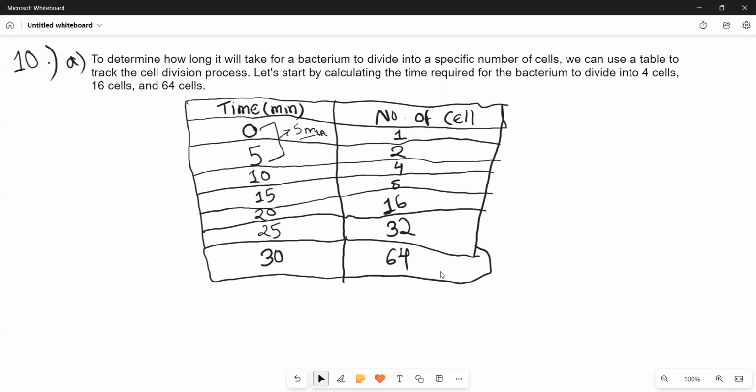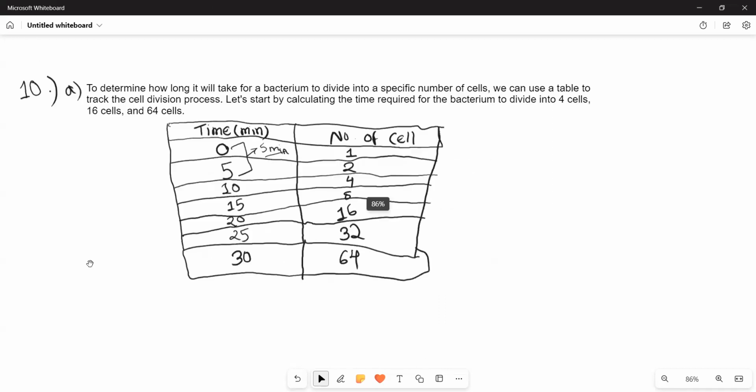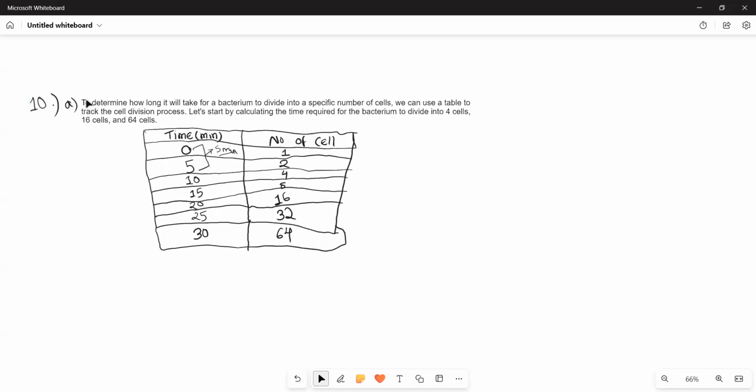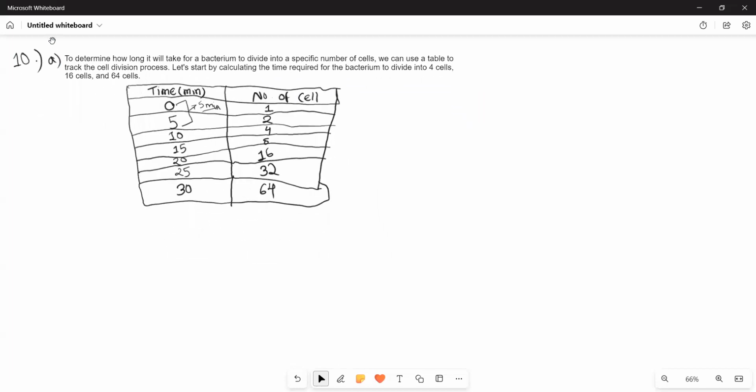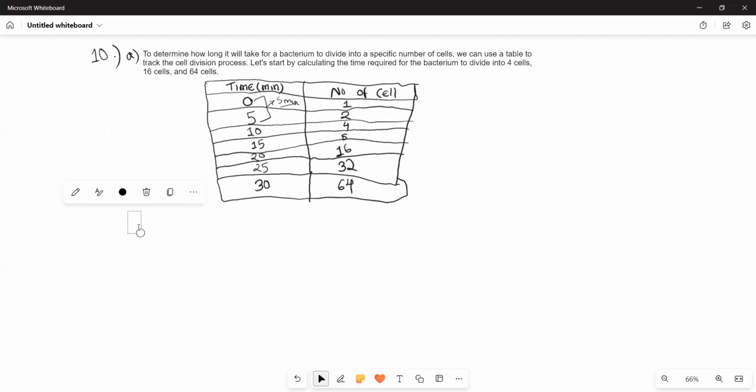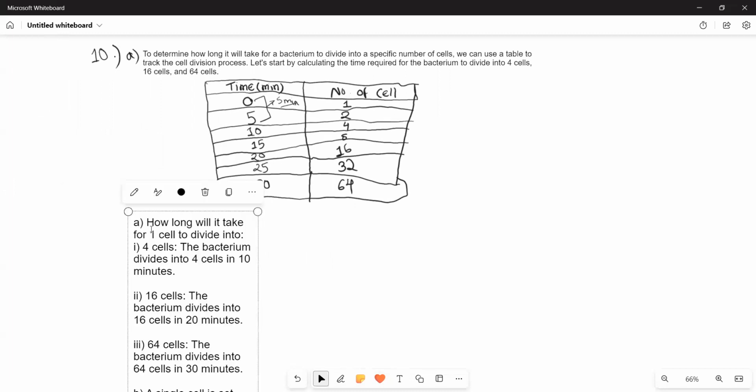After that, what can we write? We can write it like this. As I have already solved this question, as I have solved these questions, let me write here.